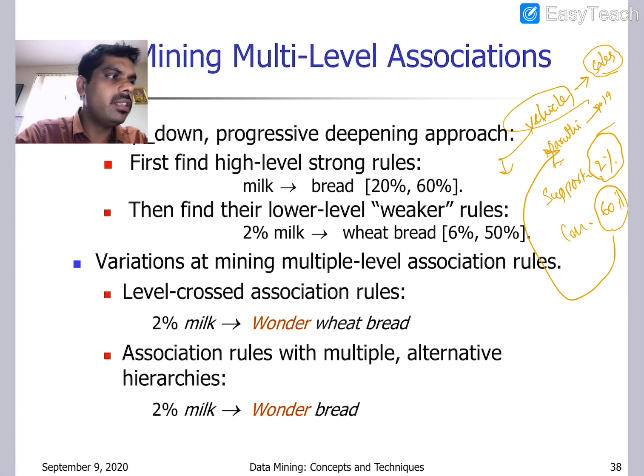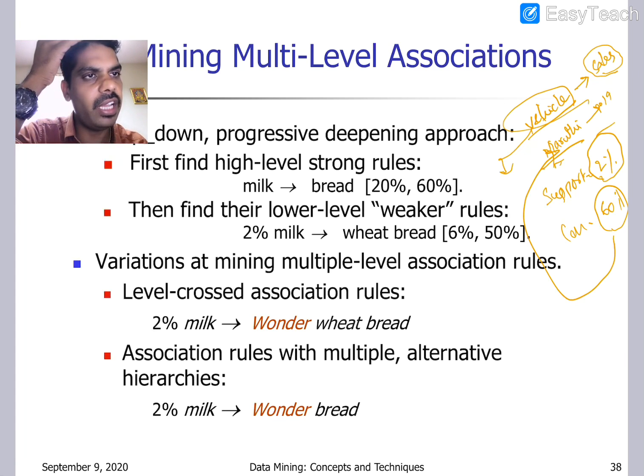That doesn't mean the same number of transactions are observed under specific quotas. This is general, this is specific, so we cannot use the same. Here, see this one example. First, find high level strong rules: milk tends to bread, 20% support and 60% confidence.